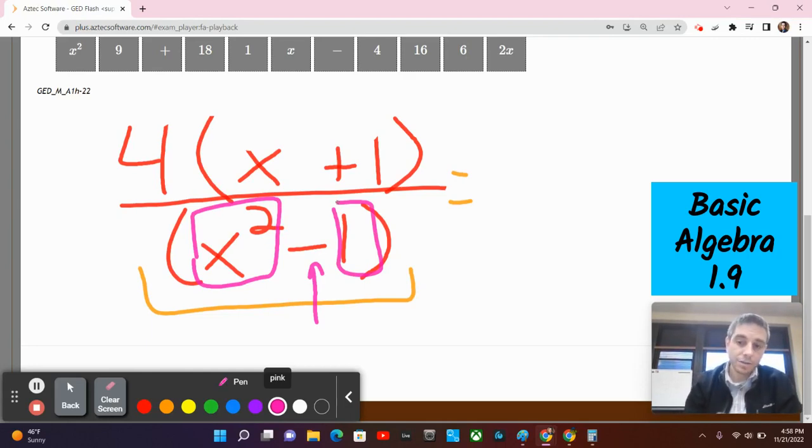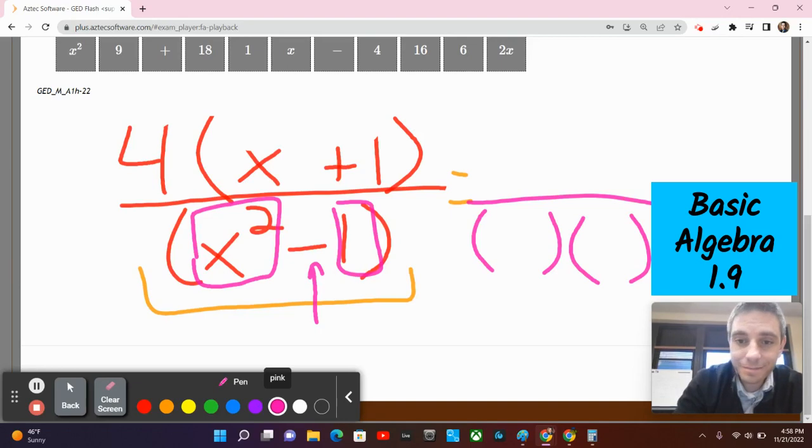So when you have two things that are perfect squares that are being subtracted, then you're allowed to factor it in the following way. It's going to be two parentheses, and the first parentheses is going to be x minus 1, and the second parentheses, you could write it as x plus 1.